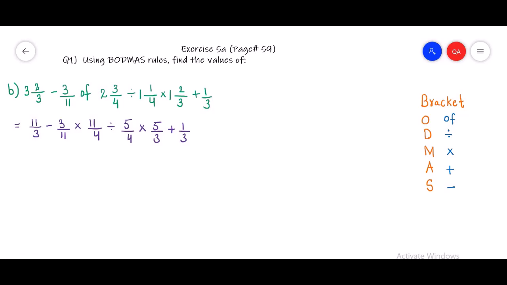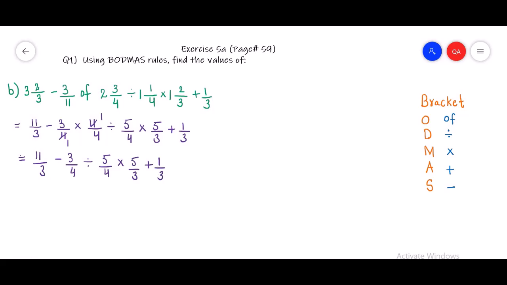Here we will simplify this of first. So we will take cross cancellation. 11 ones are 11 and 11 ones are 11. So there is no more cancellation. So we will multiply numerator with numerator and denominator with denominator. So this will be equal to 11 by 3 minus 3 by 4 divided by 5 by 4 multiplied by 5 by 3 plus 1 by 3.